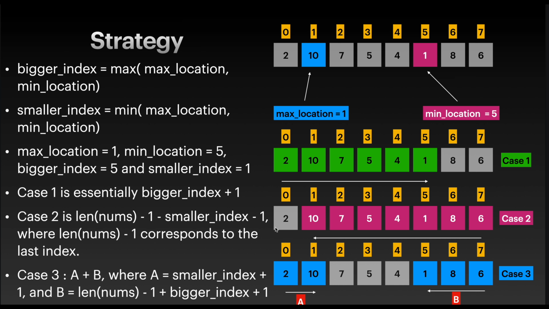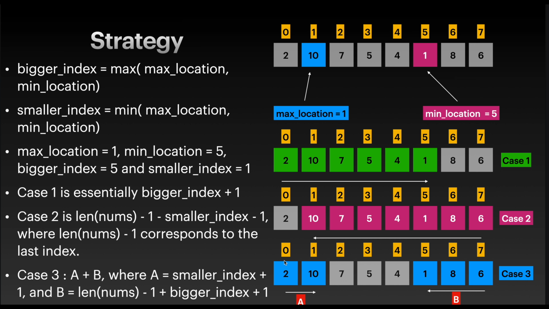For case 2, first we have to find the length of this nums array. That's given by the length of nums, then minus 1, and we also have to subtract smaller_index, giving len(nums) - 1 - smaller_index. The length of nums minus 1 corresponds to the last index, so this one will be just 7, right? The length of nums in this case would be 8, and 8 minus 1 is 7, which corresponds to the last index.